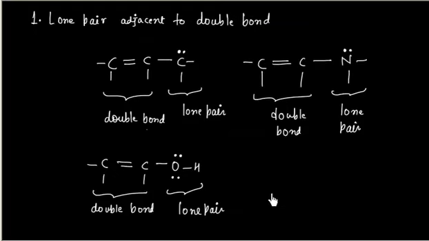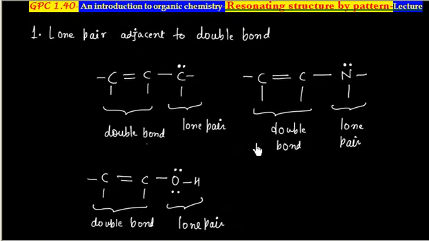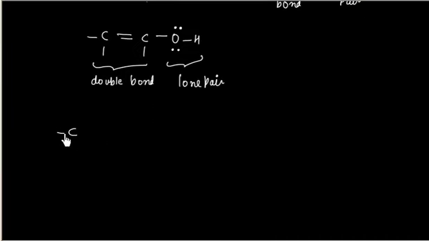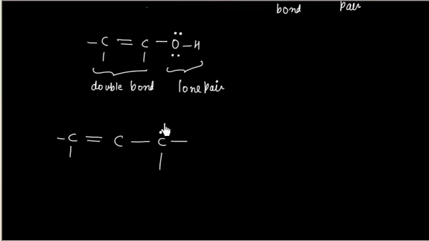In all cases, writing the resonating structure is easy. First we have to look for this pattern, that is a double bond, and then an atom that contains a lone pair. If I find this kind of pattern, it is easy to write the resonating structure. What we have to do is convert this lone pair into a bond pair.